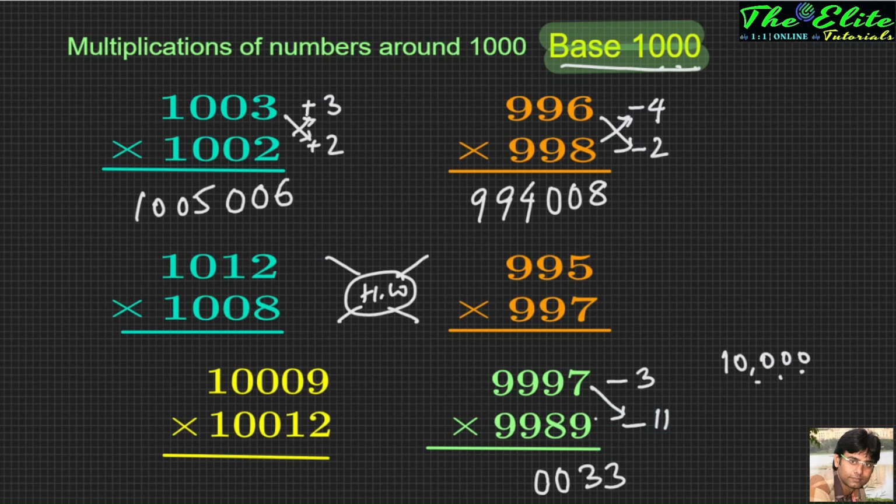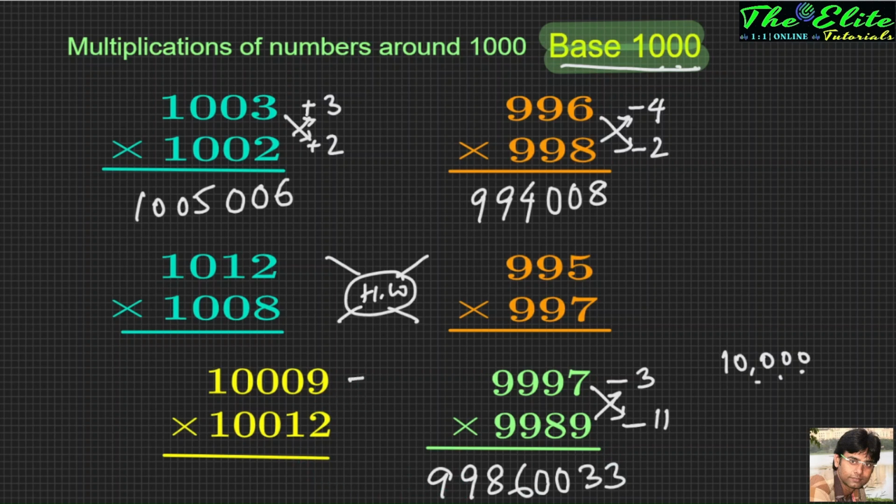Now we will go crosswise. Whichever you find easier to add or subtract, you can do. When you subtract 3 from this number, 9,986 will be your answer, isn't it? So that is easy.